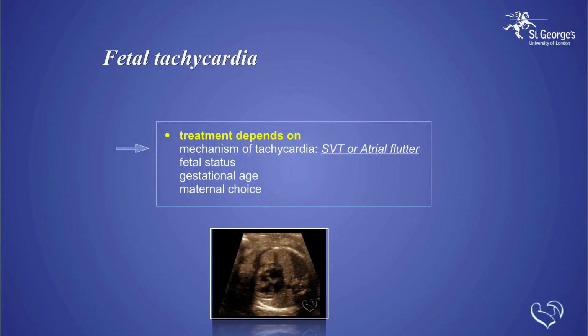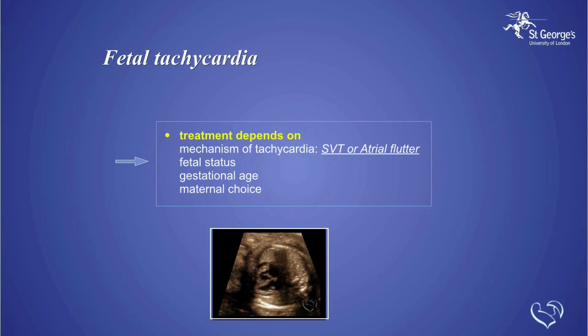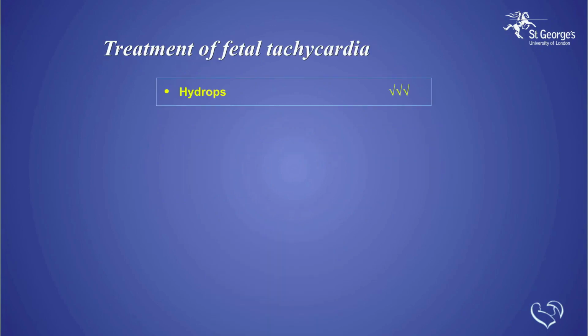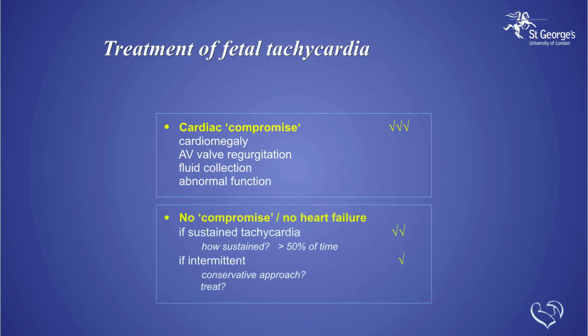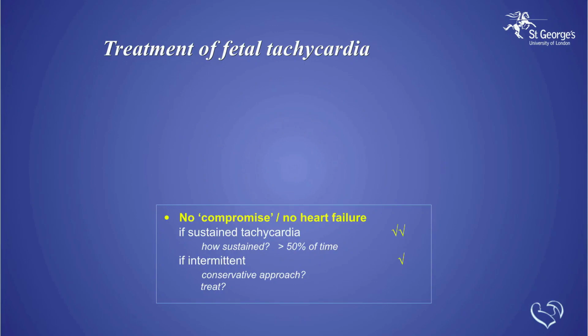So the treatment will depend on the mechanism, SVT or atrial flutter, the fetal status, if it's hydropic or not, and as I said, gestational age and maternal choice. How do you assess the fetal status? Well, obviously, if there's hydrops, it goes without saying that's a baby that's unwell. You look for cardiac compromise, sometimes subtle signs like cardiomegaly, AV valve regurgitation, fluid collection, abnormal function. No compromise, no heart failure, but if sustained tachycardia, more than 50% of the time, you may be picking up that at a very early stage, or if you're worried, you may have to start treatment even without compromise from the cardiac point of view.